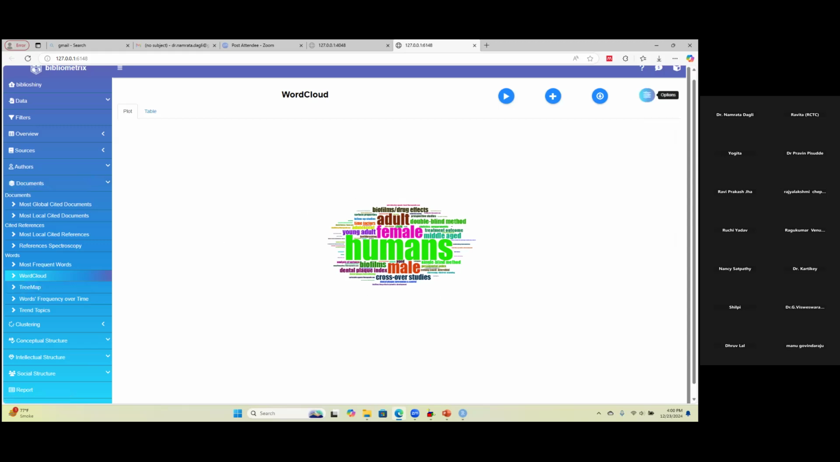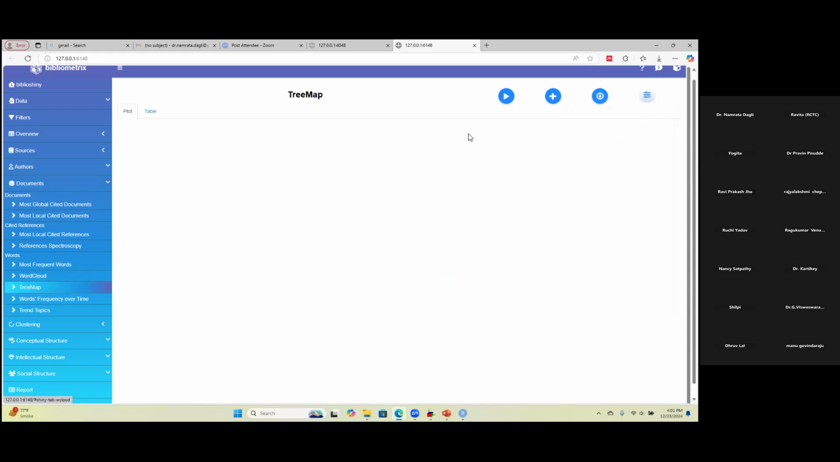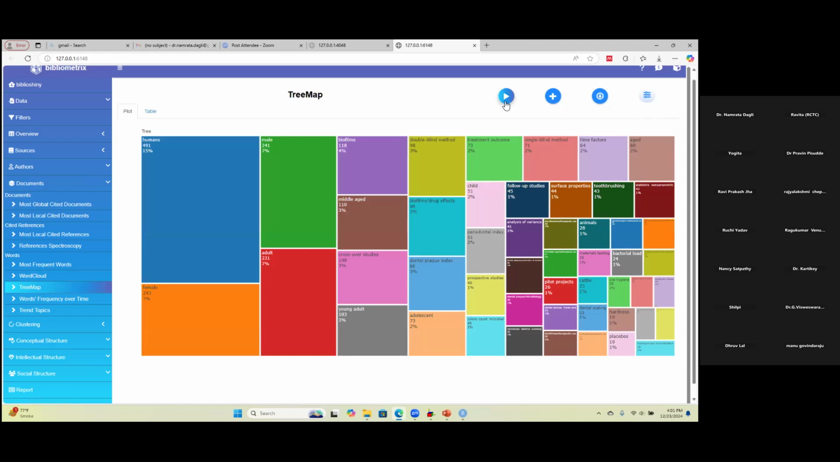We can remove the terms by uploading a file here. We need to mention the terms in a text file and upload it here. Then a tree map is similar to a word cloud, but just the format is different. Just the arrangement is different.